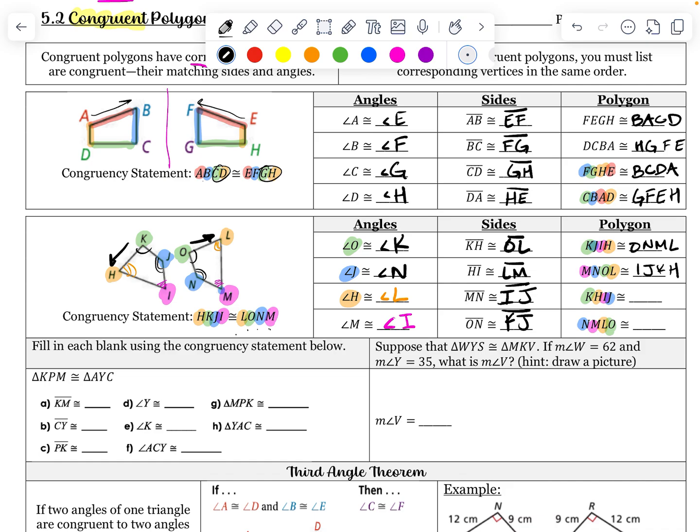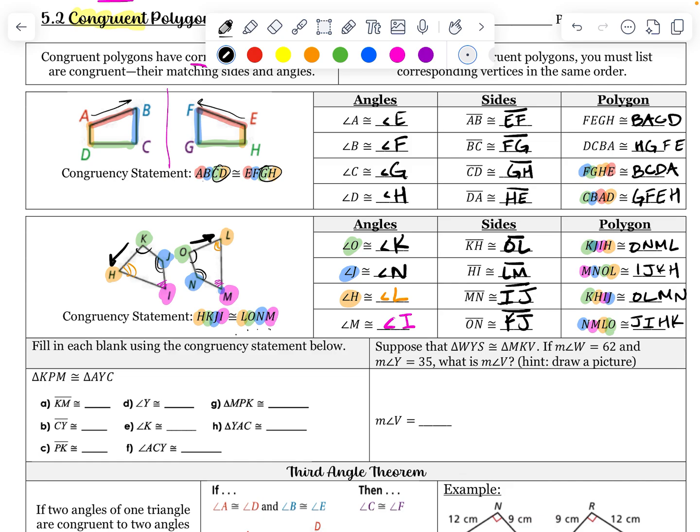K, H, I, J. So let's go green, orange, pink, blue. And then NMLO is going to be blue, pink, orange, green. I hope that helps kind of color code when you go through these, making sure all of these make sense.